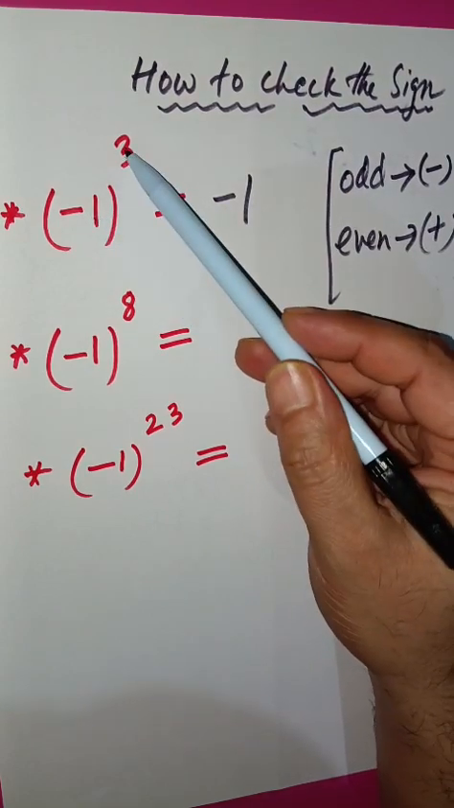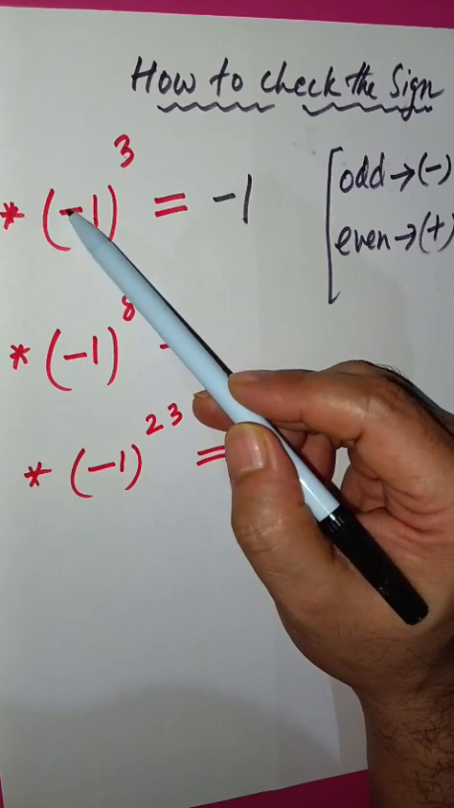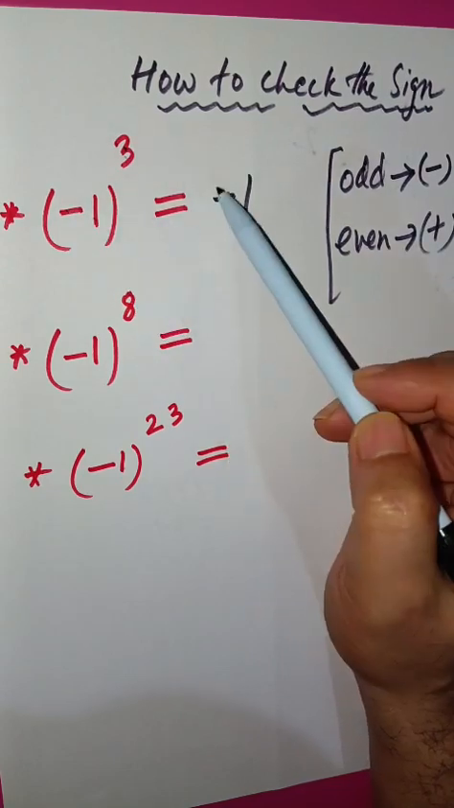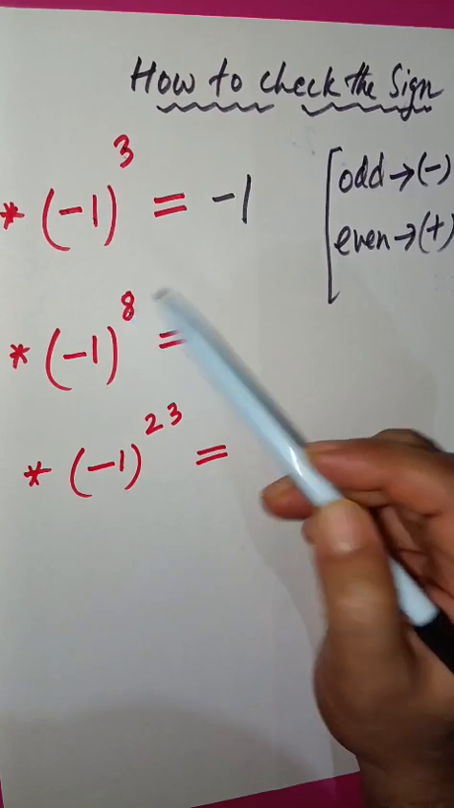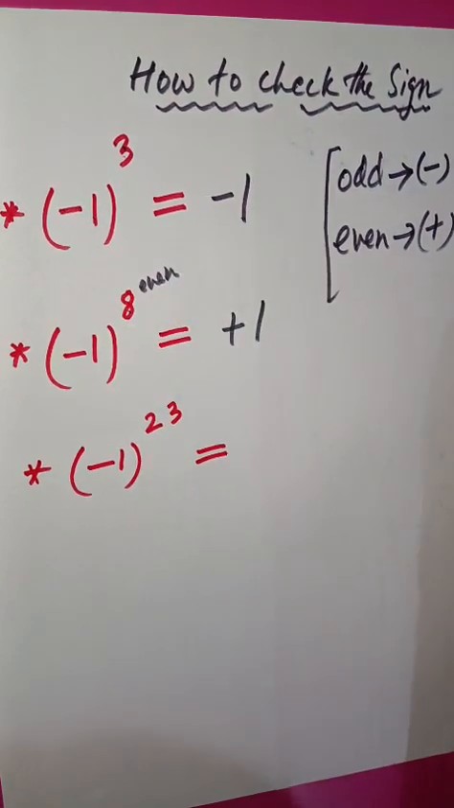1, when we multiply 3 times or 100 times also, it will be 1. But what we need to see is the negative sign. So it is odd power, so it will be minus. Here power is even. This is even, so it will be plus 1.